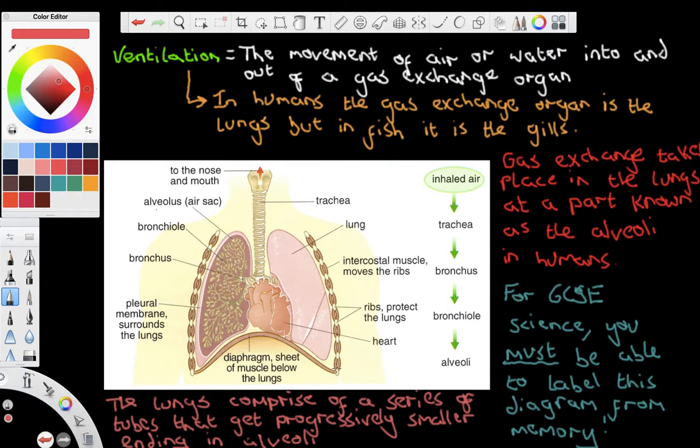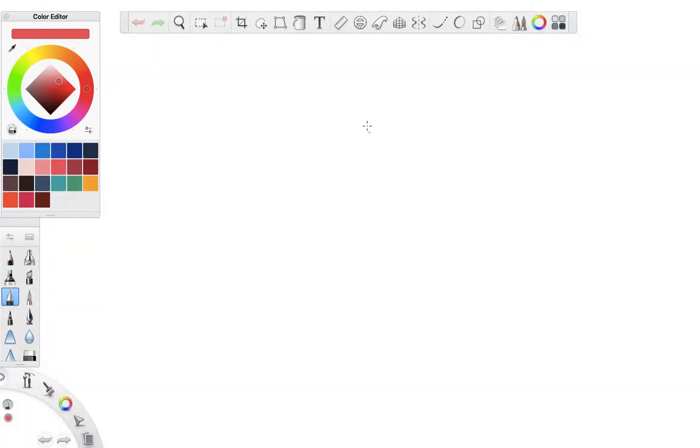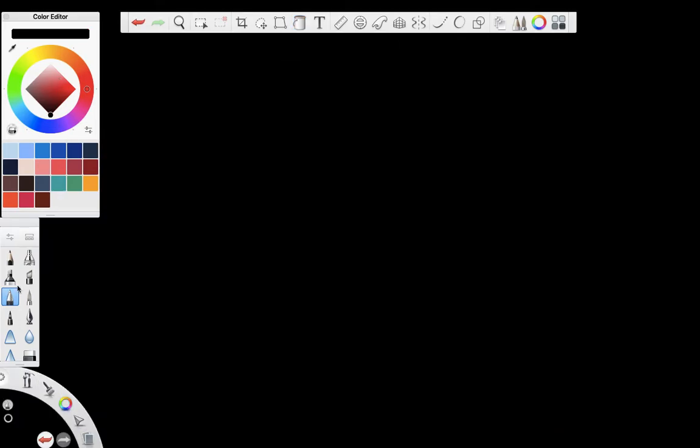One that we do need to think about for the next slide is the diaphragm, which is a sheet of muscle below your lungs, and your diaphragm, when relaxed, is pushing up. And we need to know about these intercostal muscles, which are muscles found between the ribs that contract to move them. So let's clear this first, and then let's have a think about the process of ventilation.